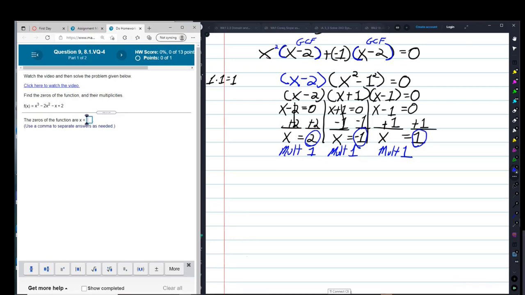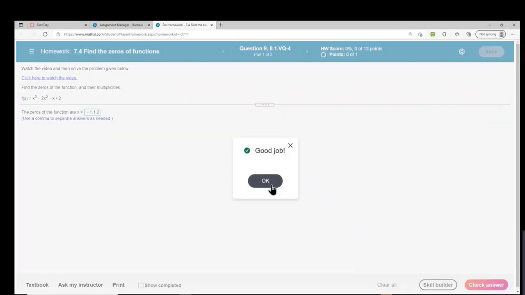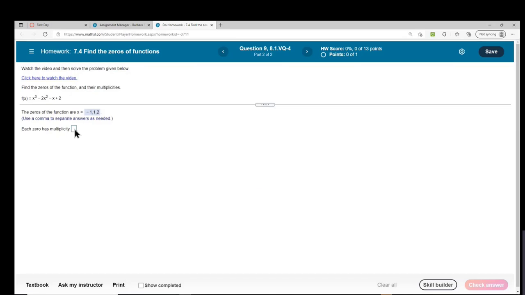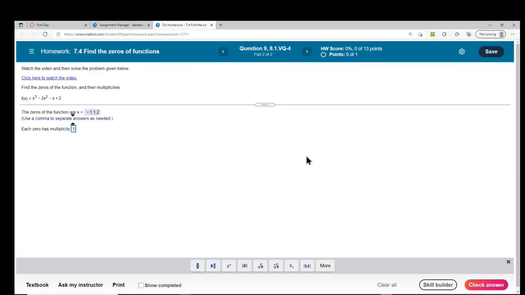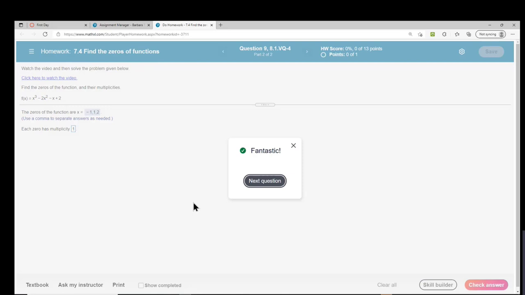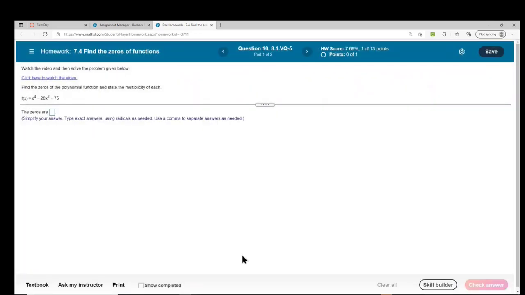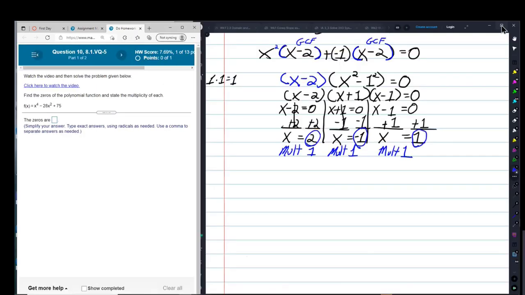Okay, so. My keyboard is where I can't see it. All right, here we go. Negative 1, comma, 1, comma, 2. Now I'm sure I have to check answer. Oh, good. Now, each zero has multiplicity 1. Check answer. Yes! Okay, so see how that second question pops up? This is one of those. All right. Now back here.